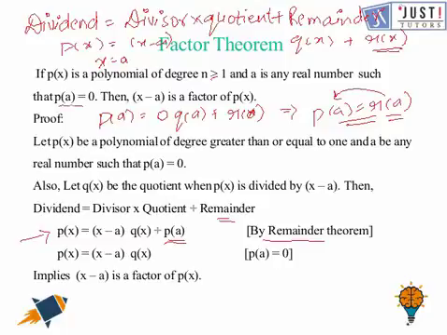Now as it is given that p(a) equals 0, this means p(x) equals x minus a times q(x). So this implies that x minus a is a factor of p(x).